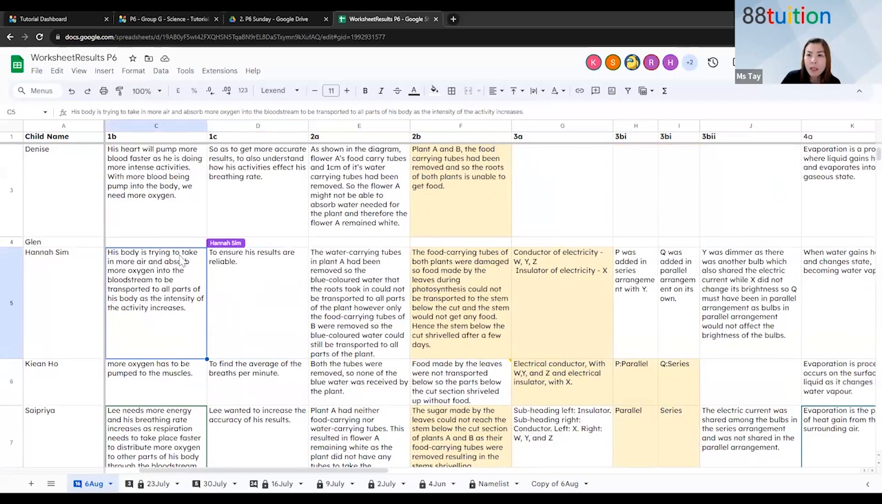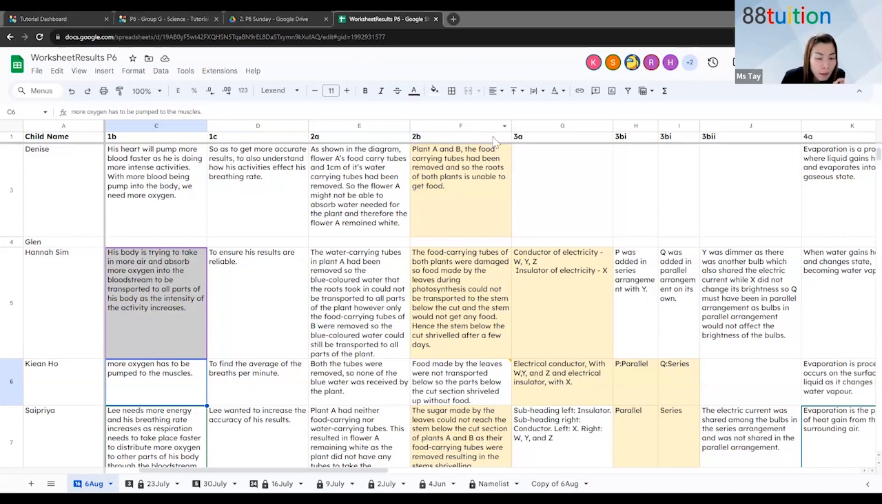Hannah says his body is trying to take in more air, absorb more oxygen into the bloodstream, to be transported to all parts of the body as the intensity of the activity increases. You can add a little bit more, Hannah, about respiration. Respiration requires both oxygen and digested food to get the energy. You add on this, you'll be good.